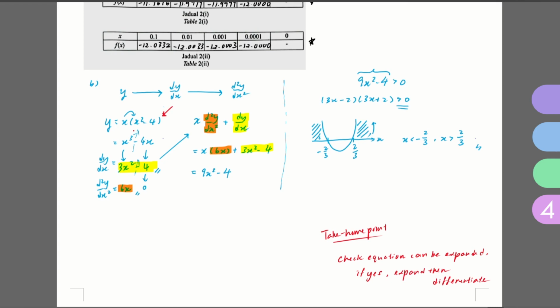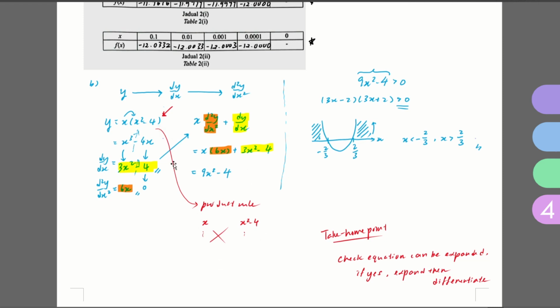Some of the students will use the product rule to differentiate this first, which is to separate the x and x squared minus 4, differentiate first, and then need to cross multiply. But we don't have to do this because it will involve a lot of computation and also will increase the risk of more careless mistakes.